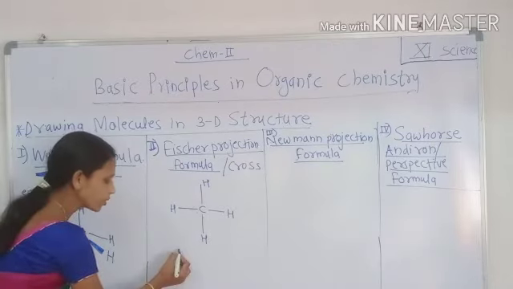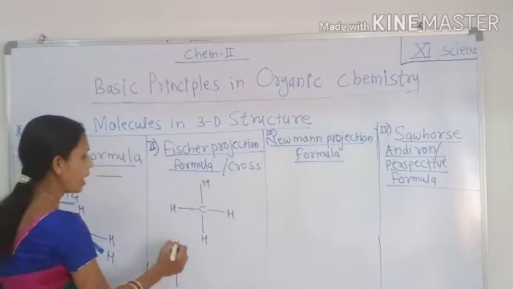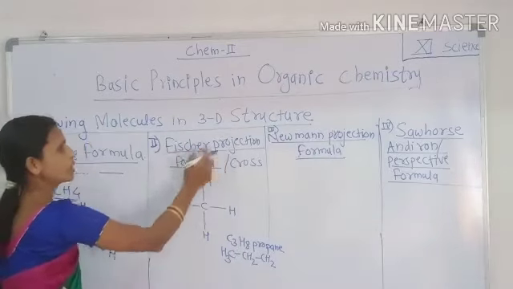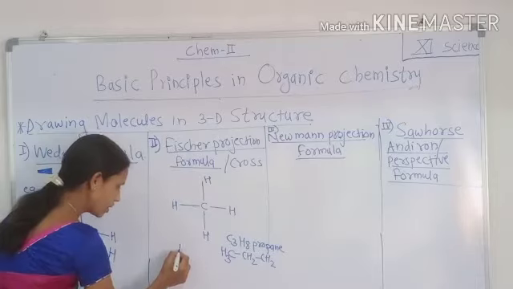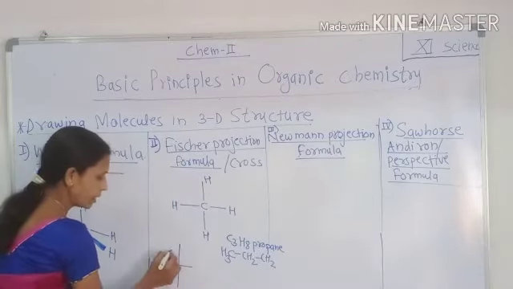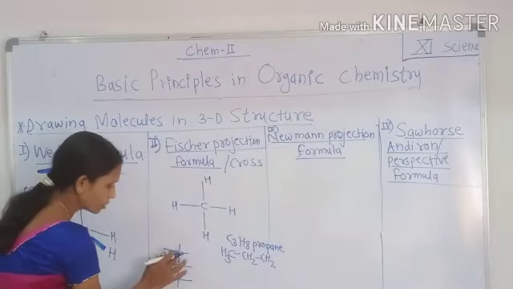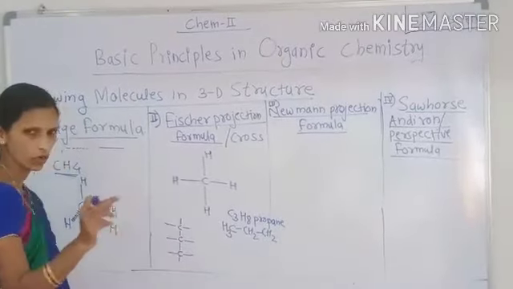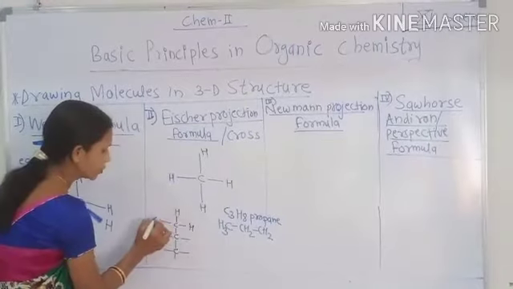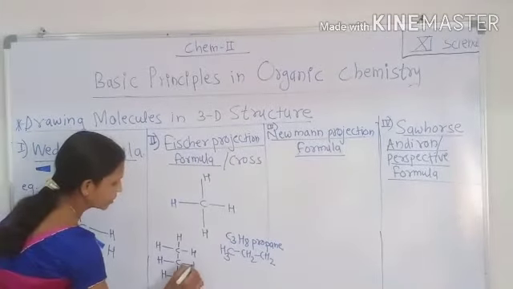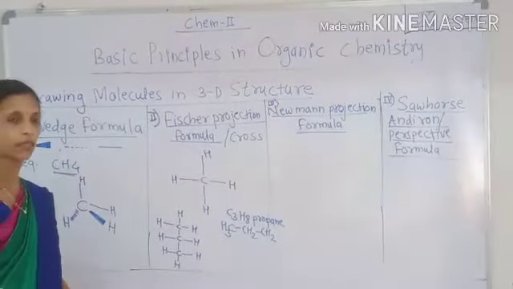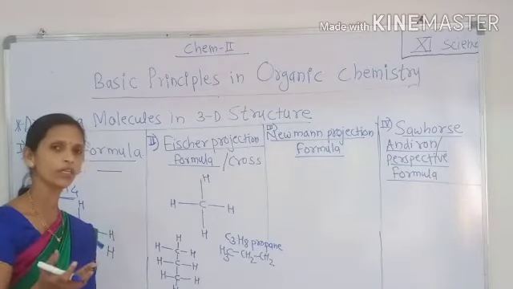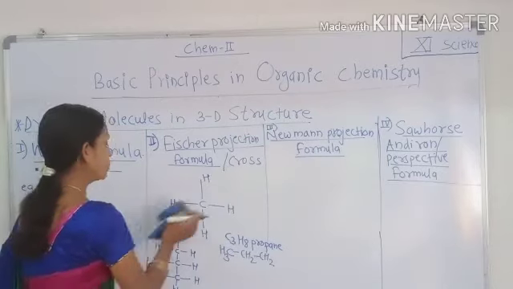Similarly, we can draw the Fischer projection formula for propane also. Propane has the formula C3H8. We can write the 3D structure of propane using Fischer projection formula like this. There are 3 carbon atoms, therefore these 3 carbon atoms are represented by cross lines. That means there is a cross, and at the cross there is a carbon, and the remaining hydrogens, that is CH bonds, are shown like this. That is the Fischer projection formula for propane. Then we can write the Fischer projection formula or cross projection formula for different organic compounds which have 2 or many carbon atoms. For example, one more example is glucose.